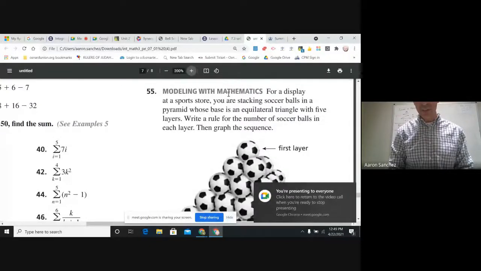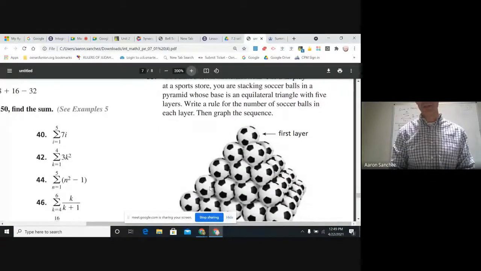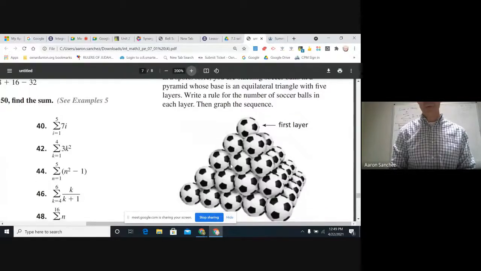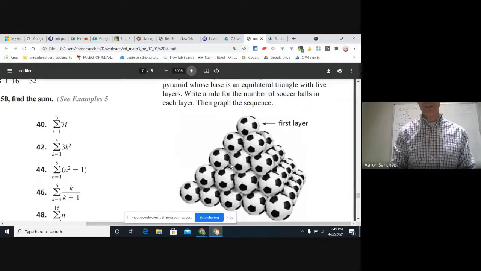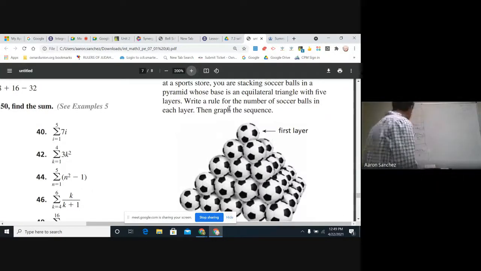Okay, 55. For a display at a sports store, you are stacking soccer balls in a pyramid whose base is an equilateral triangle. Now, I'm not quite sure I understand this, but okay, fine. With 5 layers. Write a rule for the number of soccer balls in each layer, then graph the sequence. Okay, so let's write a rule for each layer because you've got to add them all up. So here's the rule. It's 5 layers.